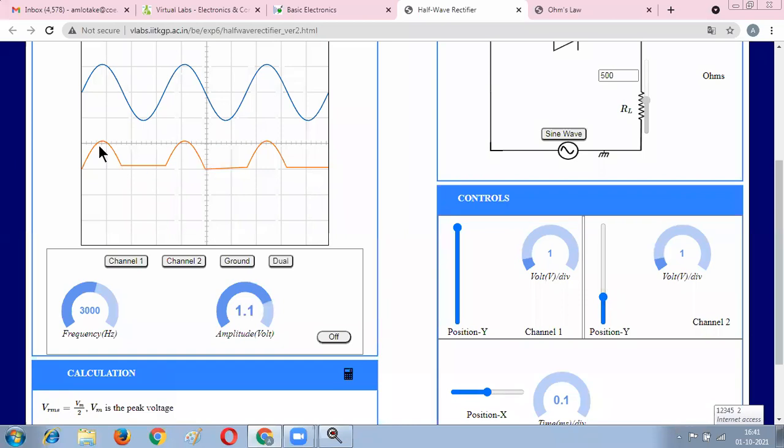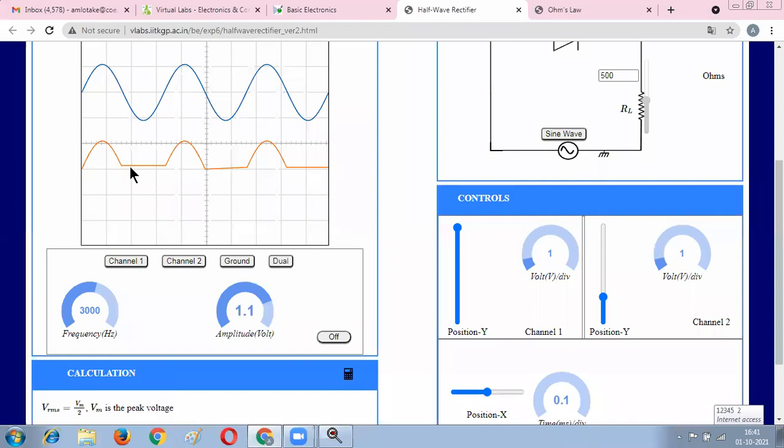If you see, for the positive half cycle you are getting what? The diode is on, and during the negative half cycle the diode will be what? Off, and therefore your output voltage will be what? 0. Similarly, the next positive half cycle your diode will be what? On. Again we will get the output voltage, and again during the next negative half cycle your diode will be off. So during one complete cycle only for the half cycle the diode will be on, and you will get the output voltage.